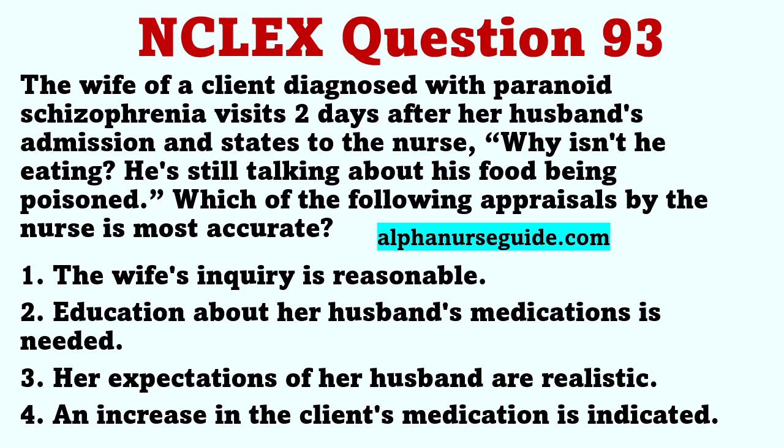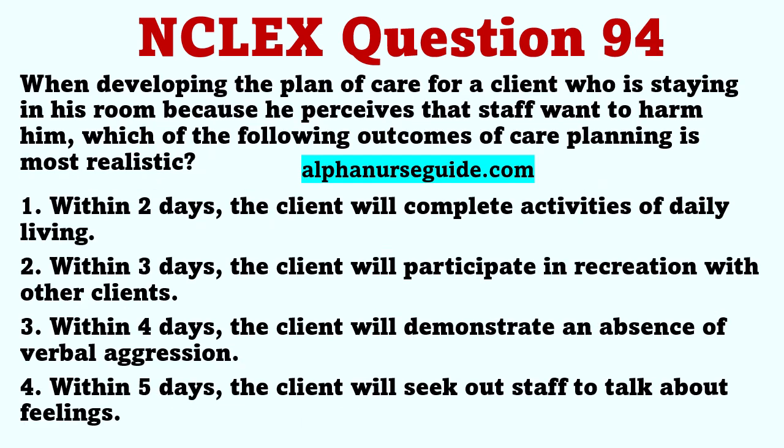When developing the plan of care for a client who is staying in his room because he perceives that staff want to harm him, which of the following outcomes of care planning is most realistic? 1. Within 2 days, the client will complete activities of daily living. 2. Within 3 days, the client will participate in recreation with other clients. 3. Within 4 days, the client will demonstrate an absence of verbal aggression. 4. Within 5 days, the client will seek out staff to talk about feelings.